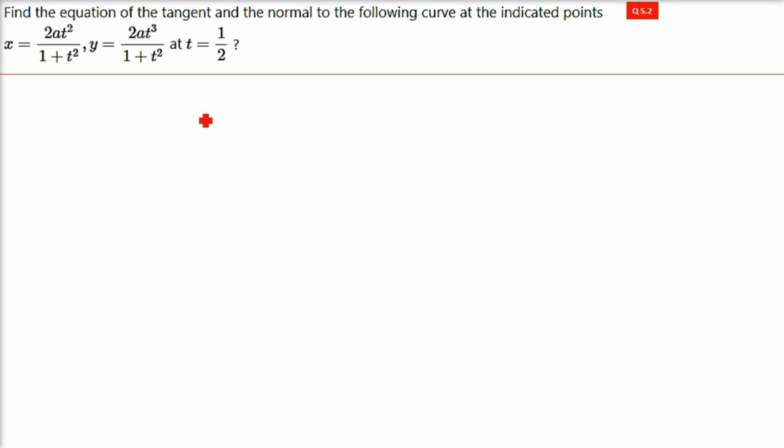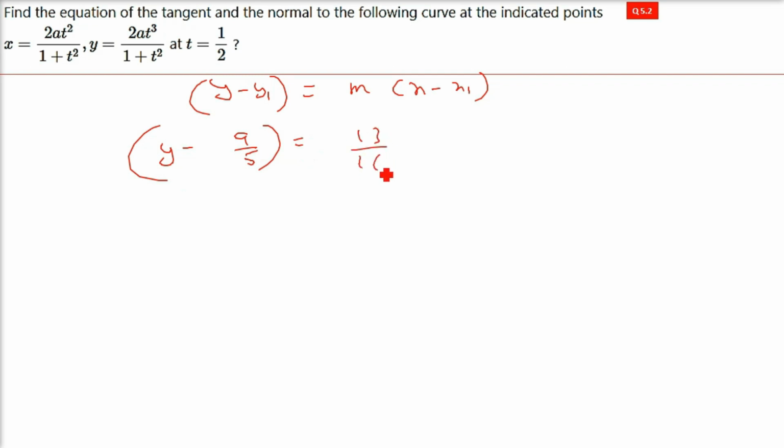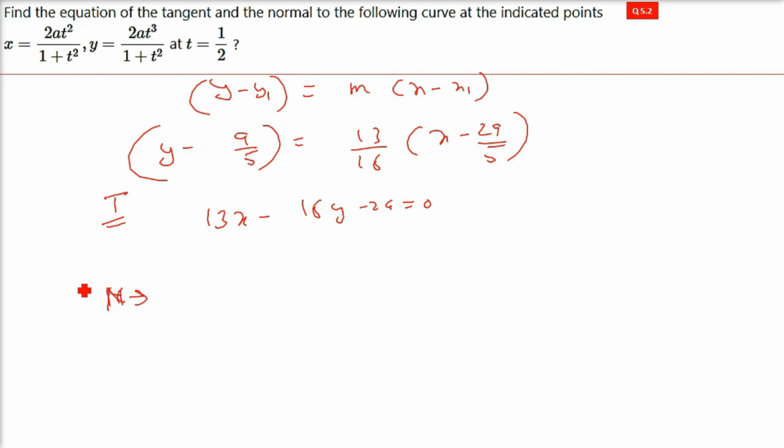So we have found out x1, y1 and the slope as well. The only thing remaining is to just replace these values. y minus, if you remember, it was a by 5, m was 13 by 16, x minus this is going to be 2a by 5. So let us resolve it, and when you resolve it, the final equation is going to come as 13x minus 16y minus 2a equals 0. This is the tangent, and in the normal you have to write minus 16 by 13. So I am writing the equation of the normal directly, and it is your responsibility to finally get it. It will be 16x plus 13y minus 9a is equal to 0.